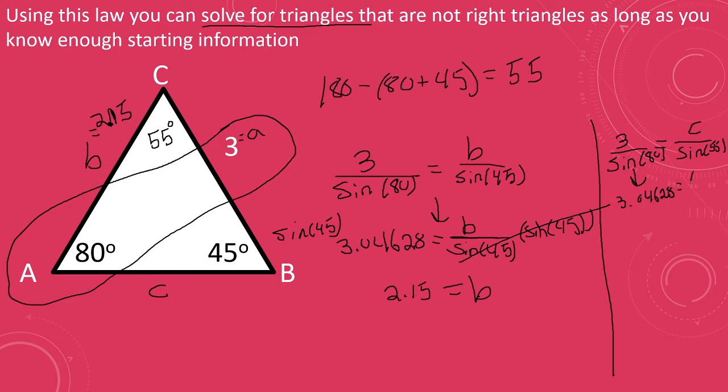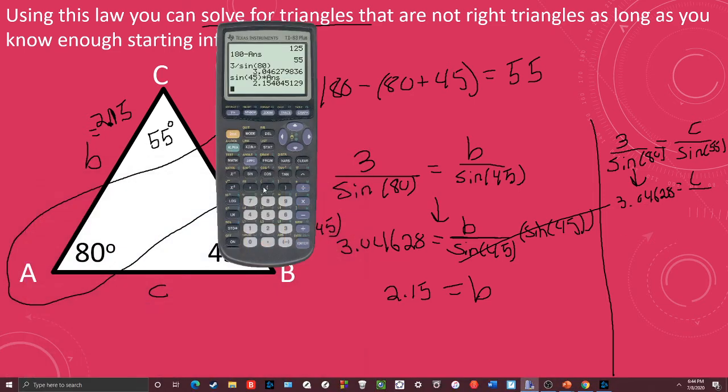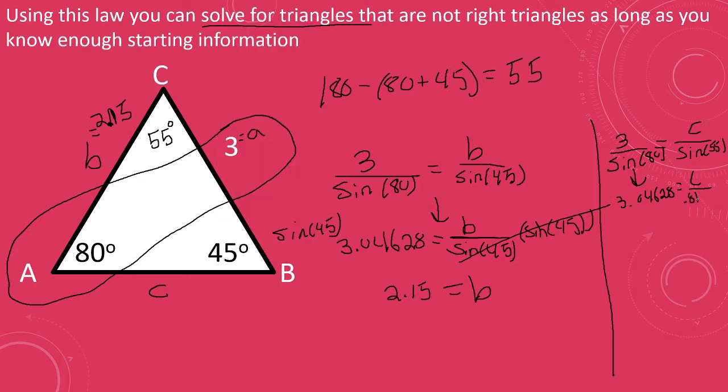3.04628 over, let's just figure out what this decimal is right here. What is sine of 55? Sine of 55, 0.8191, or 92 if I round that up. So 0.8192. So then I'm going to multiply both sides by this value, 0.81 and so on. That cancels out. 0.8192 on this side. Again, multiplying to get rid of the division. So dividing by 0.8192, multiply to get rid of that. So I'm going to be left with C here.